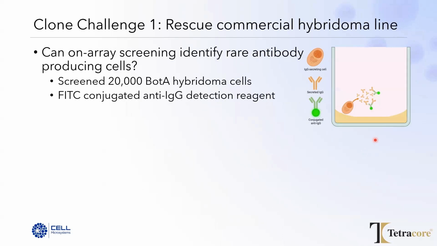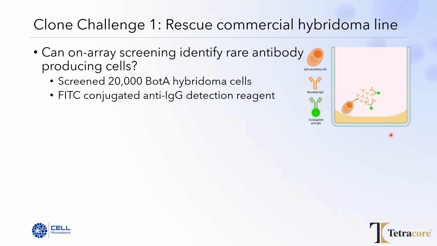And so unbeknownst to Tetracore, when they reached out to us, we had actually been trying to develop a miniaturized antibody secretion assay using our technology. And so this was a perfect fit for our technology to help solve their problem. And so really the question that we tackled with Tetracore was whether or not we could use an on-array screening platform to identify rare antibody-producing cells upfront rather than downstream in an ELISA or other protein-based secretion assay.